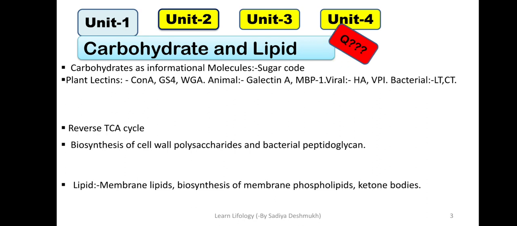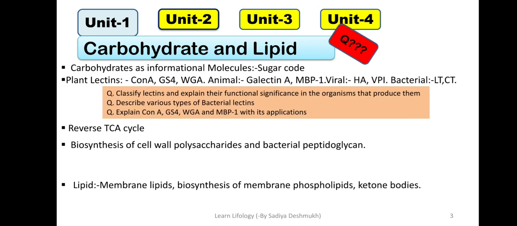Then what type of question can be asked from the first part, that is carbohydrate as informational molecules. This is the most favorite question of the examiners. In most of the previous year question papers, a question is asked from this part. So what type of question can be asked? Here it is given: classify lectins and explain their functional significance in the organisms that produce them.